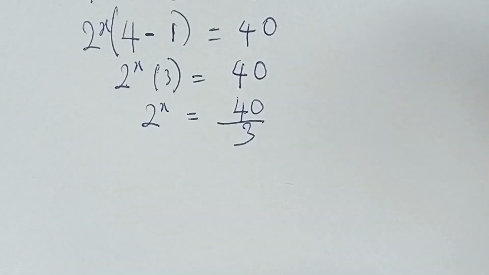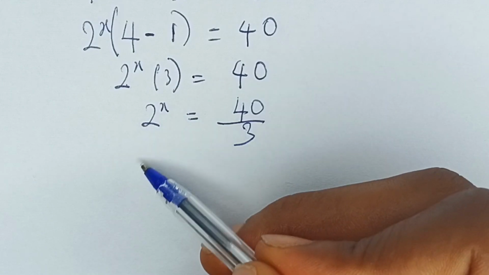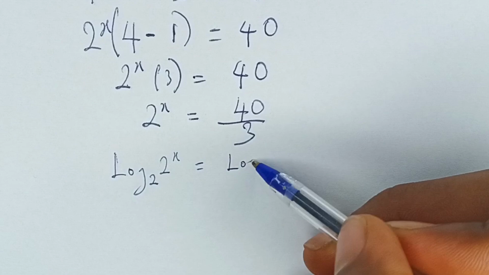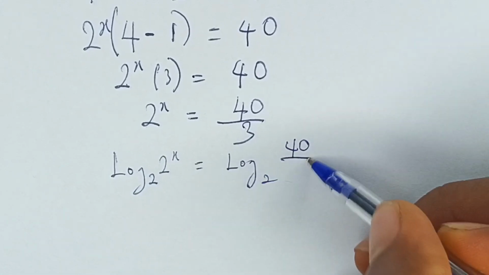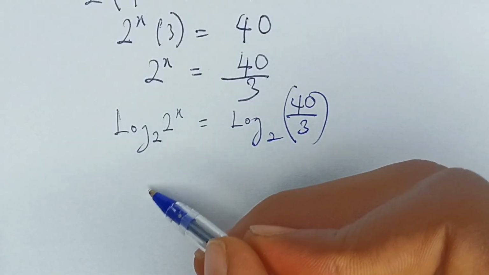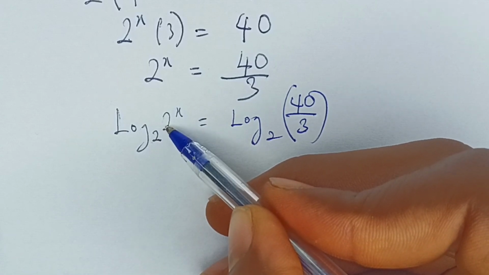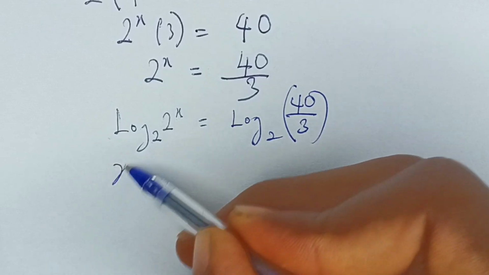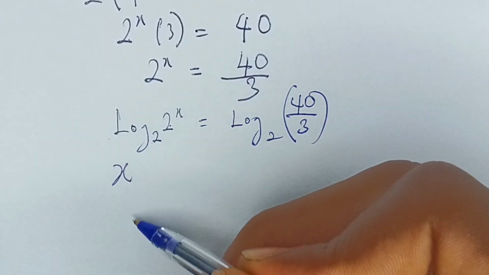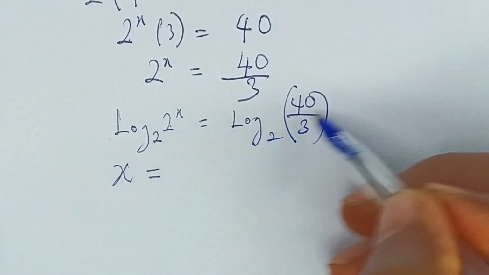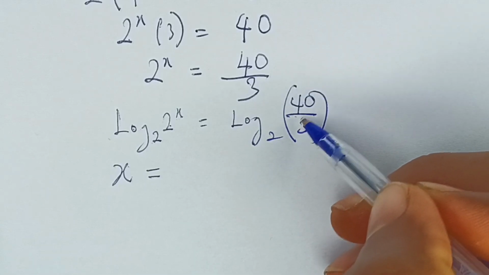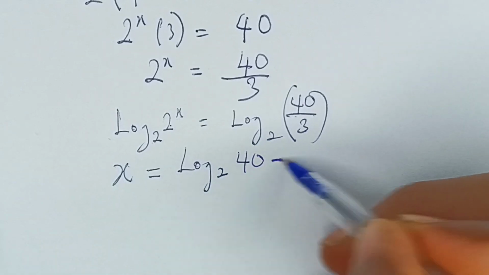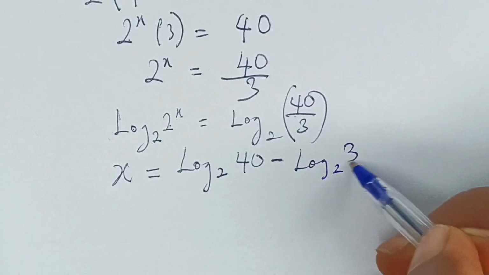Moving on from here, we can say, let us take the logarithm to the base 2 of both sides. So we have logarithm to base 2 of 2 raised to the power x equal to logarithm to base 2 of 40 divided by 3. Moving on from here, we can now say the logarithm of a number to its own base is 1, but we have power x, so how do we resolve this? We multiply the log by the power. So we have x times logarithm of 2 to base 2, which is 1, so we have x is equal to, for here when you have division, you simply split and you put minus between them. So we have logarithm to base 2 of 40 minus logarithm to base 2 of 3.